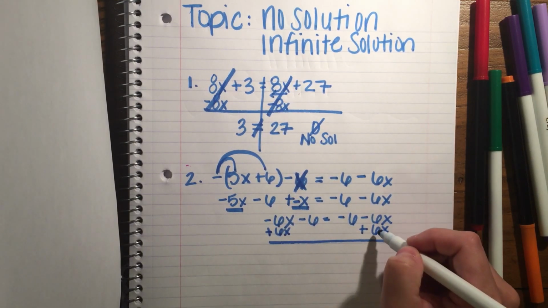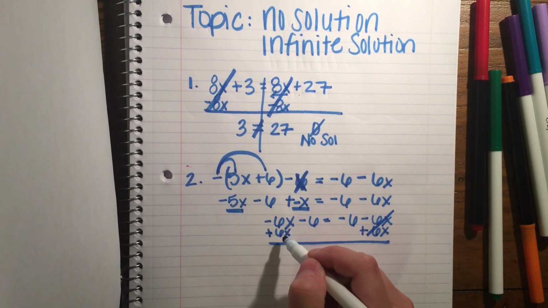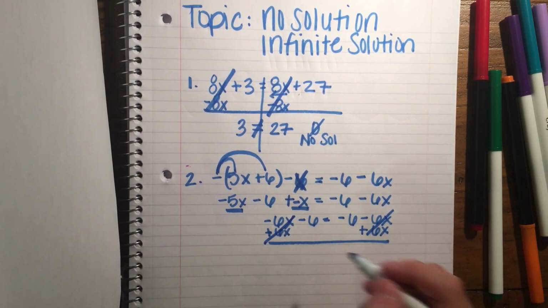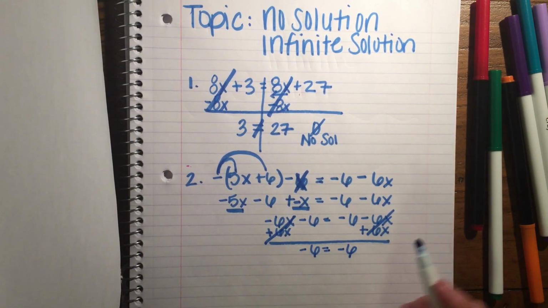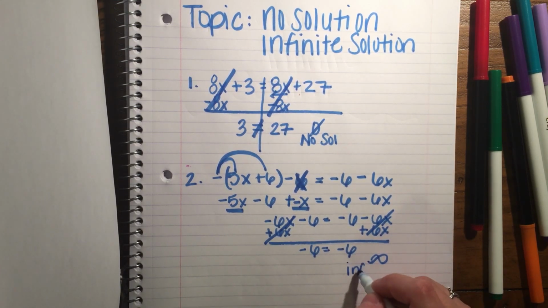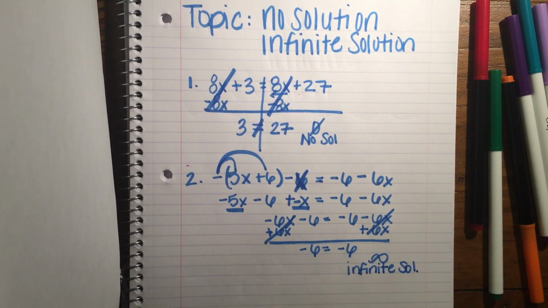Negative 6x plus 6x will cancel out. Negative 6x plus 6x will cancel out. And we are left with negative 6 equals negative 6. Well, that's a true statement, and they'll always equal each other. So we're going to call that infinite solution. And that's how you can write it, either with the infinity symbol, which looks like a sideways 8, or with infinite solution.